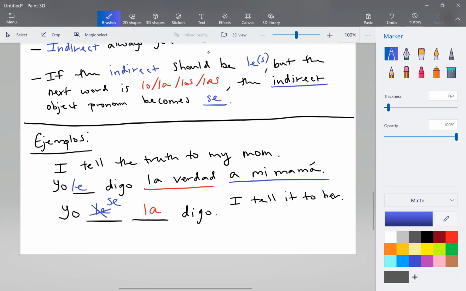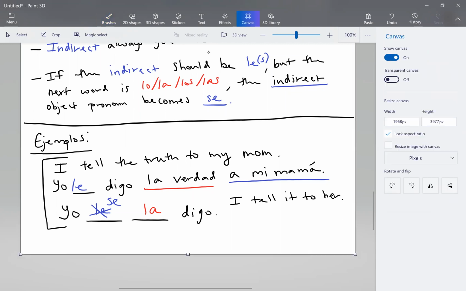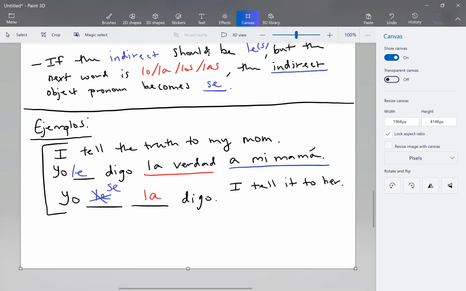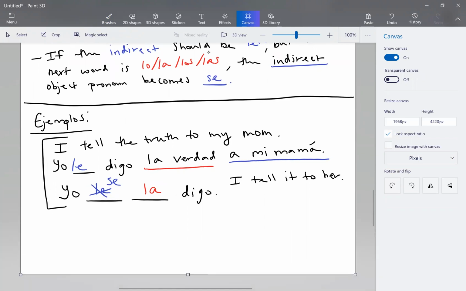Let's try another one. People who are being silent, are we doing okay? Yes. Okay, we're just absorbing? Yep. All right.